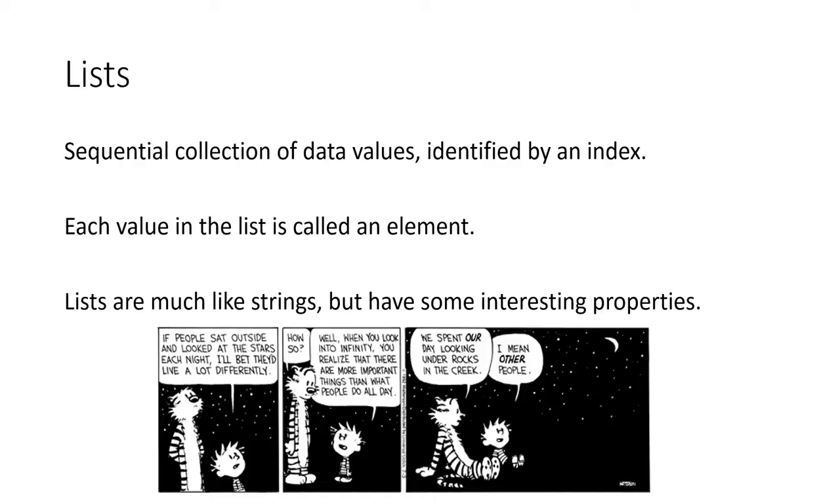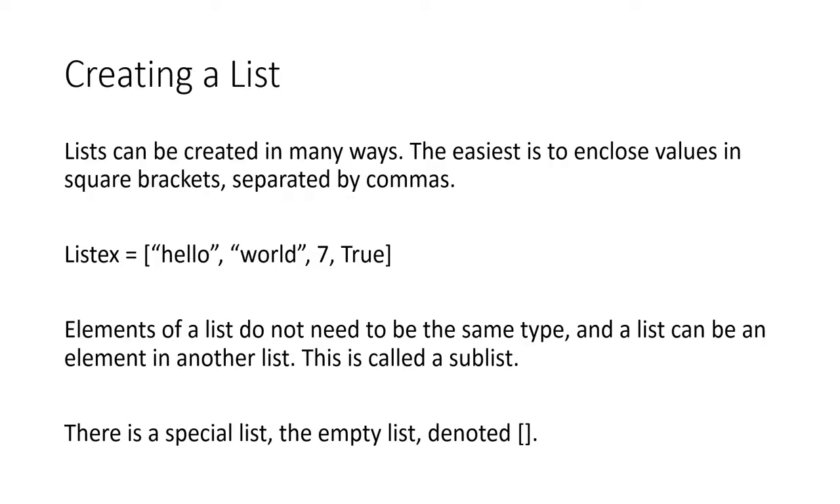Now we've talked a little bit about strings before, and lists have many of the same properties as strings, but they also have some unique and interesting properties. Lists can be created in many ways. The easiest is to simply enclose values in square brackets separated by commas. For example, we could create a list called listx by creating a variable with that name and setting it equal to the code that you see on the screen.